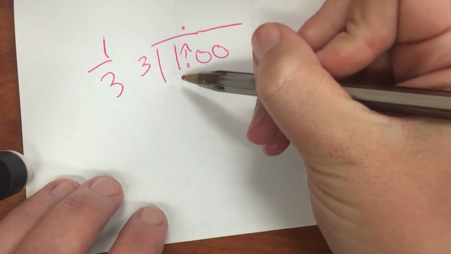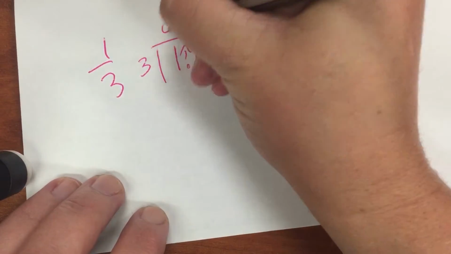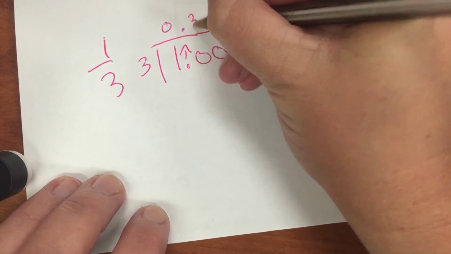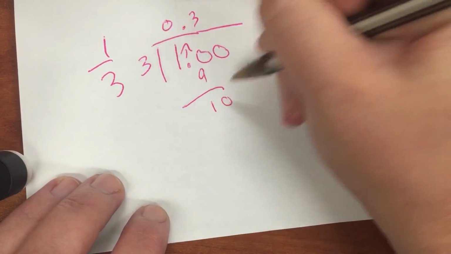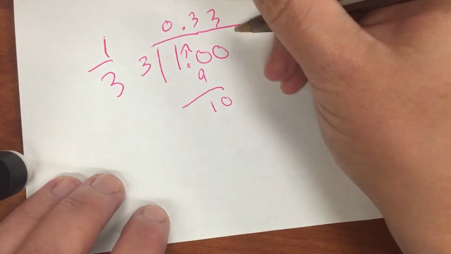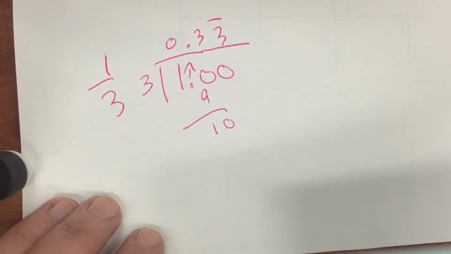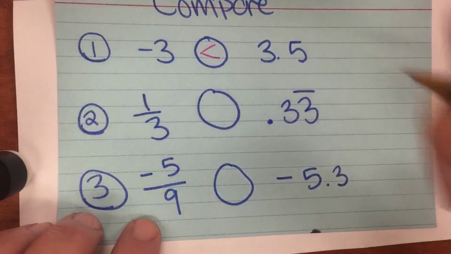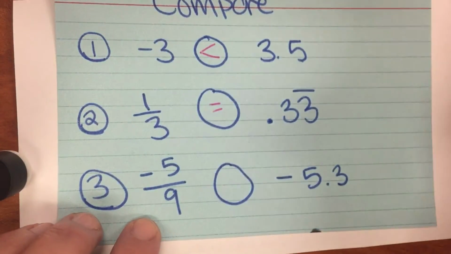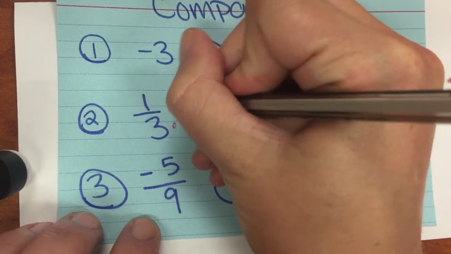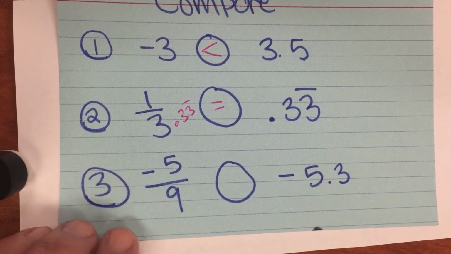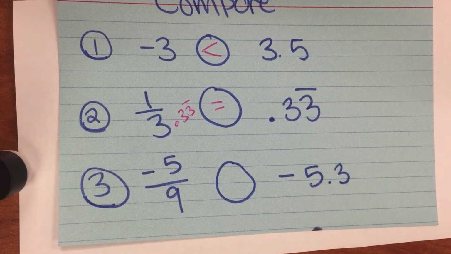So does 3 go into 1? No, I gotta keep going. That's a 0. 3 into 10 was 3. Bring down the 0. This kind of looks like it's just gonna repeat here. Oh yeah, that's a pattern. So those of you who already knew the answer, you already knew, but those of you who didn't, now you know. 1/3 is equivalent to 0.333333333. So that would be equal. Yeah, I can still compare equal values.